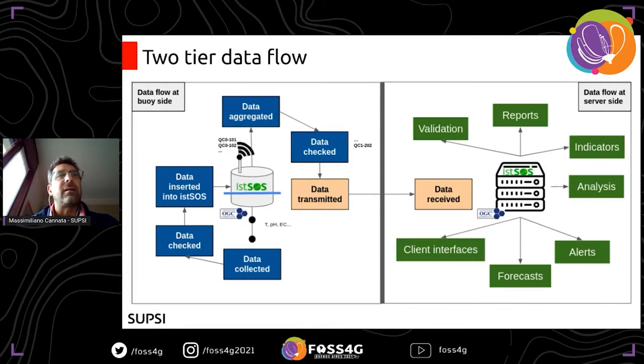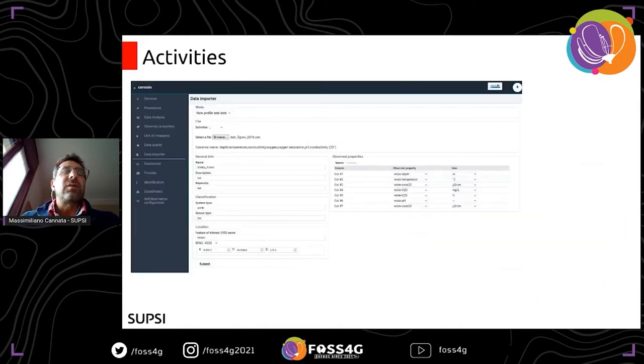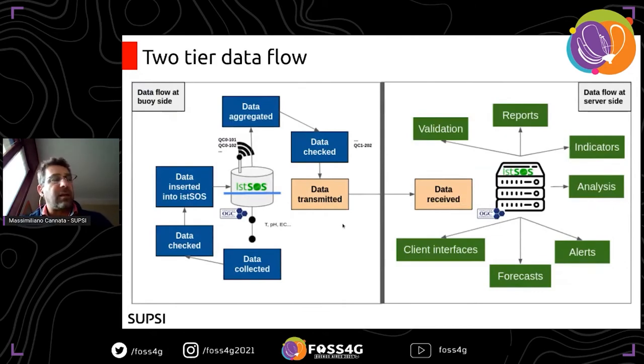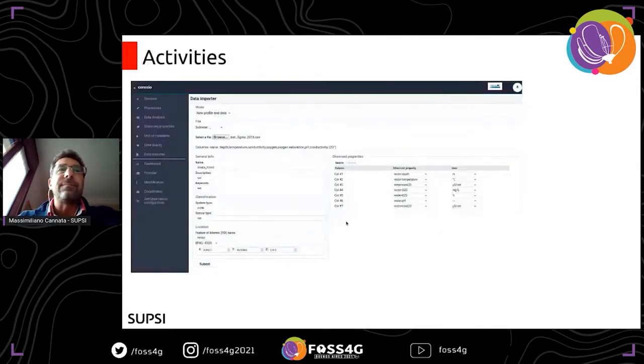From the raw data, we perform some aggregation and data checks before transmission. So when data arrive at the server, they are already pre-flagged with a quality index, and we can decide how to use the data. When they arrive at the server, of course, they are still available using the standard Sensor Observation Service for validation of the data, for generating reports, analysis, alerts and forecasts, etc. So somehow we move part of the data quality to the edge side.